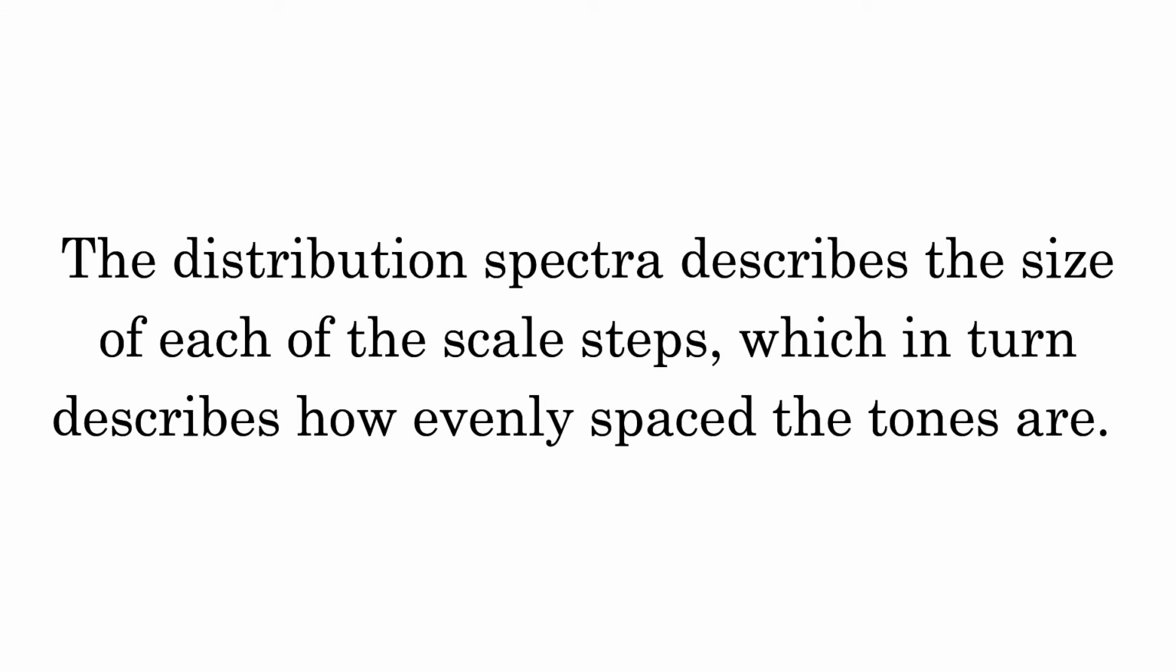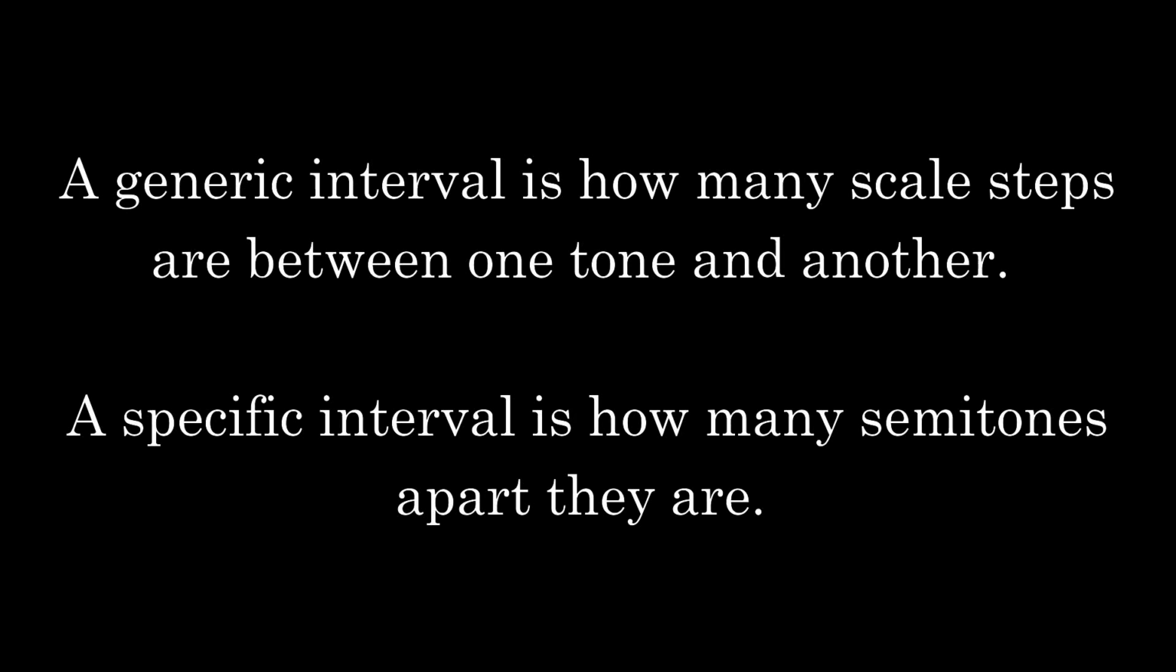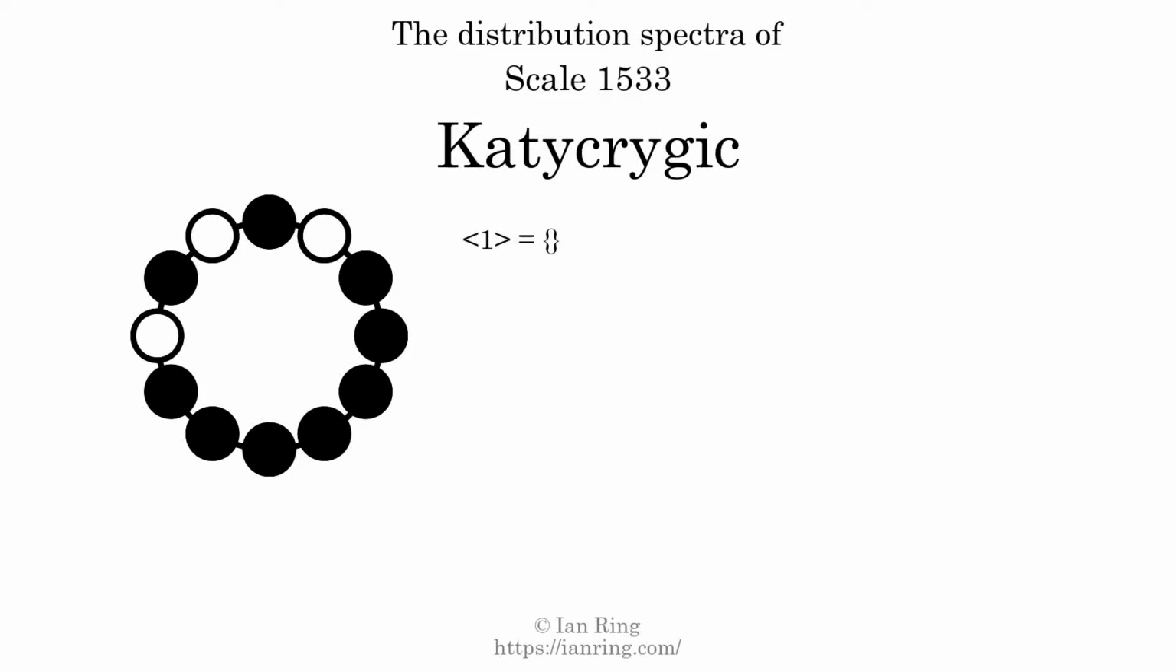The distribution spectra describes the size of each of the scale steps, which in turn describes how evenly spaced the tones are. A generic interval is how many scale steps are between one tone and another. A specific interval is how many semitones apart they are. The generic interval of one scale step comes in 2 different specific interval sizes: 1 semitone and 2 semitones. The spectrum width of this generic interval is the highest, 2, minus the lowest, 1, which equals 1.